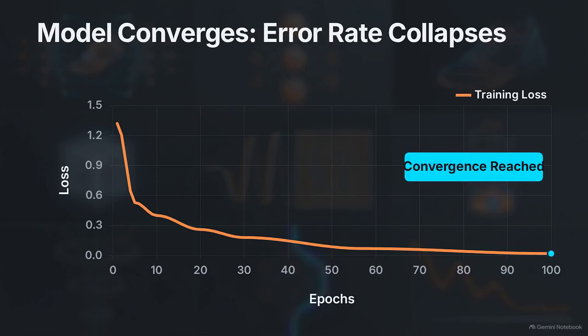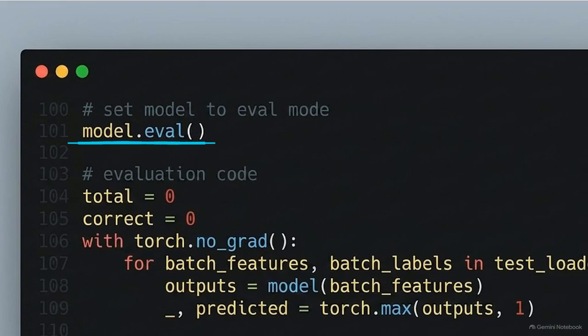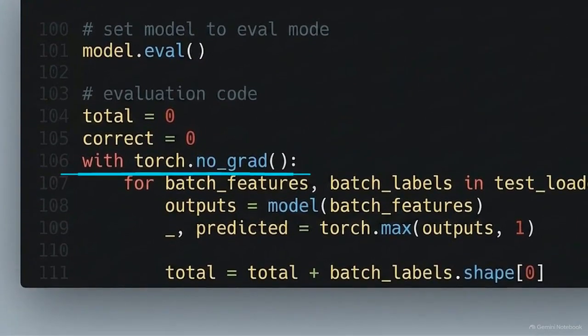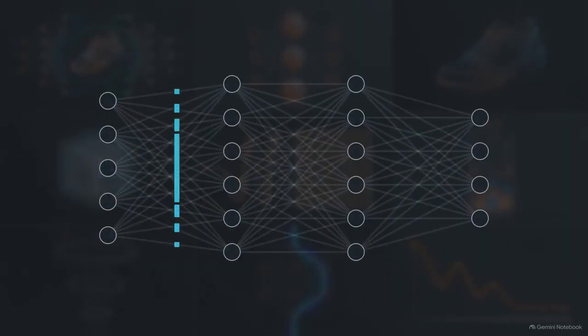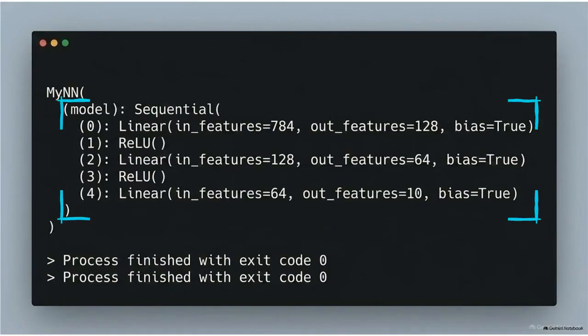With training complete, we have to switch the model into evaluation mode. By wrapping our test code in torch.no_grad, we disable gradient tracking, preventing the model from updating its weights while reviewing the test data. This repetitive loop, guessing, measuring the error, and adjusting mathematically, is the absolute core of how artificial intelligence is generated. Finally, the terminal outputs a clear summary of our sequential architecture, followed by an exit code of 0. The code executed perfectly from start to finish.